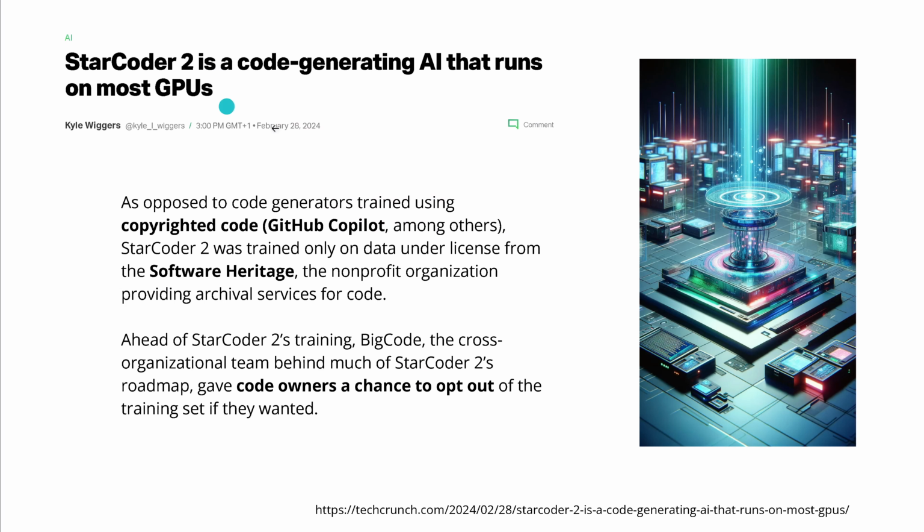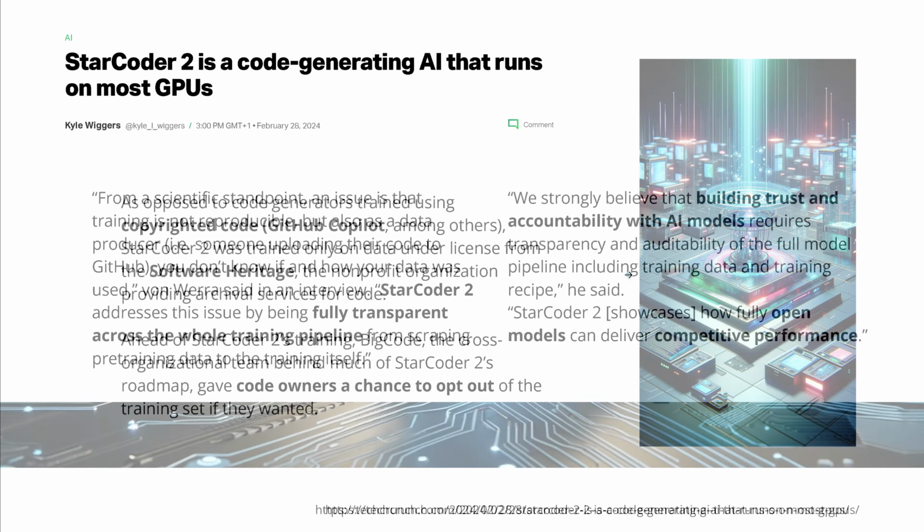And you have here a publication by TechCrunch, and they say, as opposed to code generation that used copyrighted code, so protected code, like Microsoft GitHub Copilot, StarCoder 2 was trained only on data under license from the Software Heritage. And the code owners who did not want to participate and not have their code in the training dataset for StarCoder 2 had a chance to opt out. I think this is great.